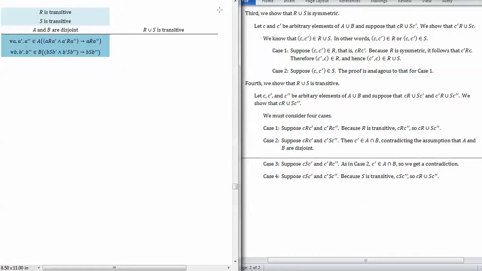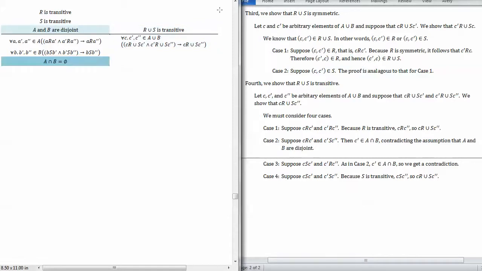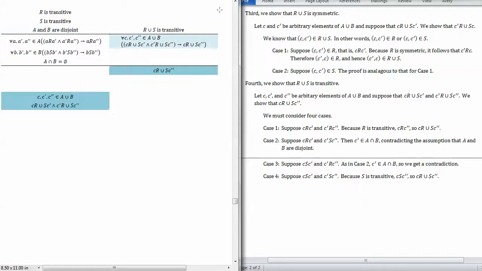So we're going to use that R and S are transitive, which is that. And then here's what we're trying to prove. We're going to need here that A and B are disjoint. That'll be important. Okay. And so we let C, C prime, and C double prime be arbitrary elements of A union B. Assume that these two things are true and prove the third one.